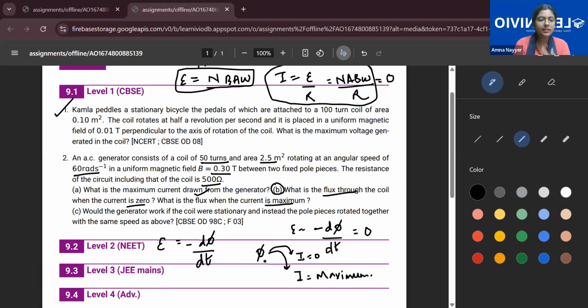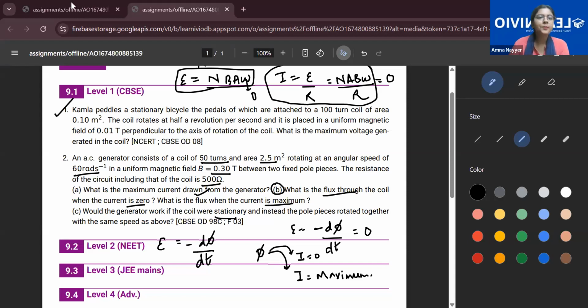And it says, would the generator work if the coil was stationary and instead the pole pieces rotated together with the same speed as above? So this won't happen. If the coil was stationary, then there won't be any omega. Omega will be zero. Omega is the rotation of the coil. It's not the rotation of the magnets. It's the rotation of the coil. If this is zero, you won't have any induced EMF. No induced EMF, no induced current. How will we have the AC generator working?